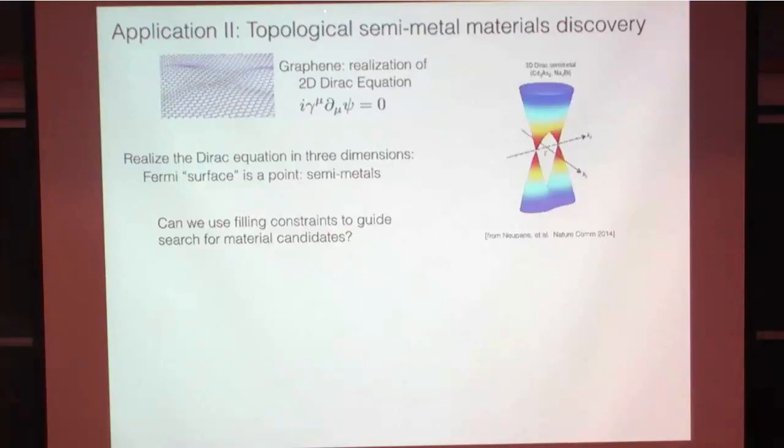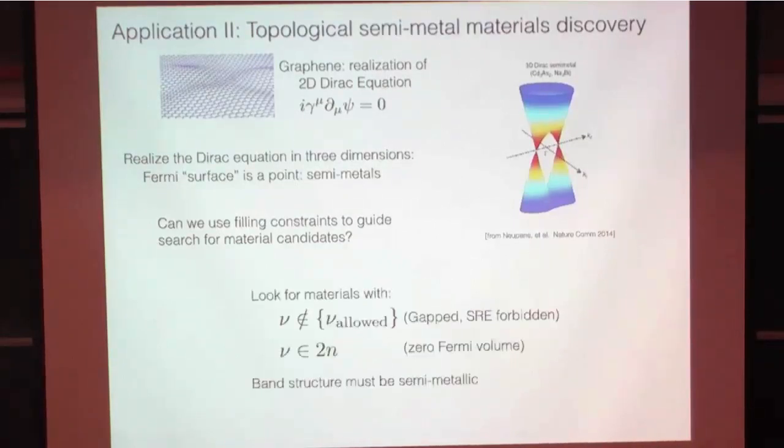One thing that's distinctive about them is if they're going to be governed by the Dirac equation, rather than being a Fermi surface, the Fermi surface has to be an actual single point. So in the last couple of years, a couple of materials like this have been found. For instance, this cadmium arsenide, where both numerical studies as well as ARPES show that indeed there's this dispersion relation here consistent with a three-dimensional Dirac equation. So what I'd like to ask is, can we use the filling constraints derived in that table to actually suggest many other materials which might be governed by this Dirac equation?